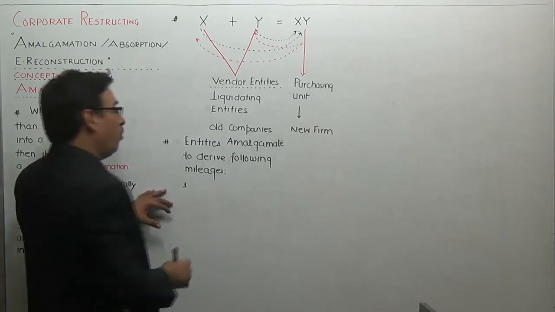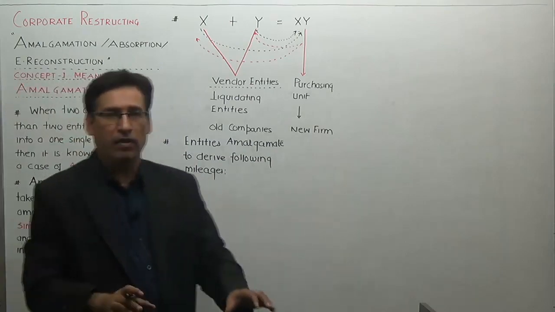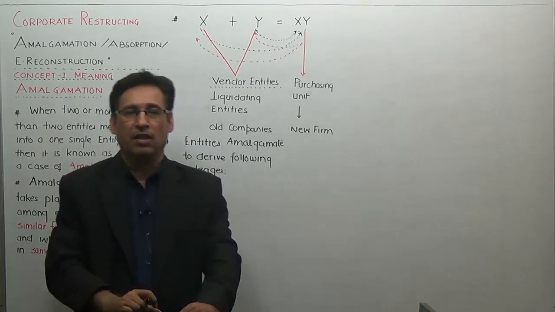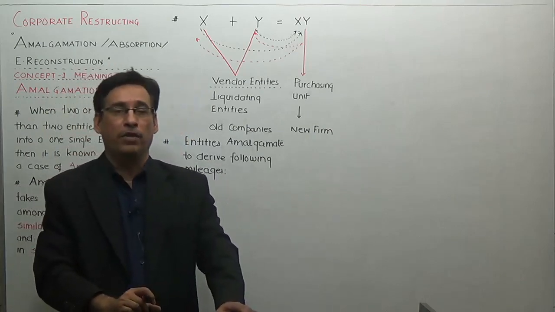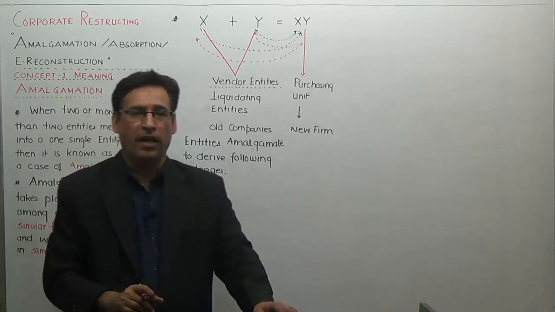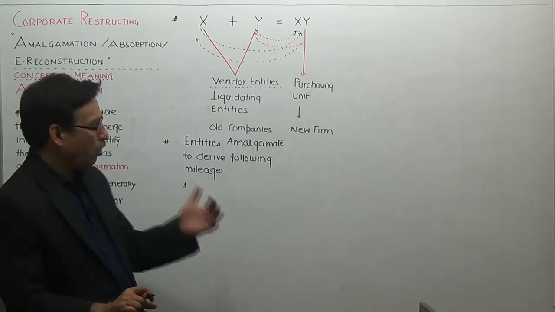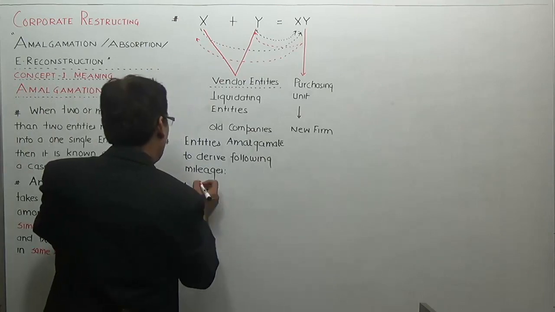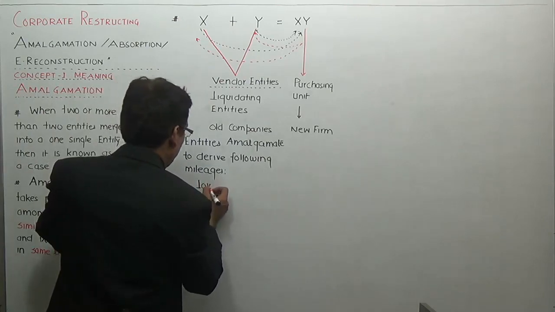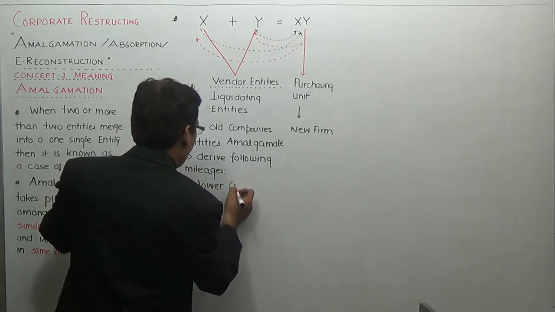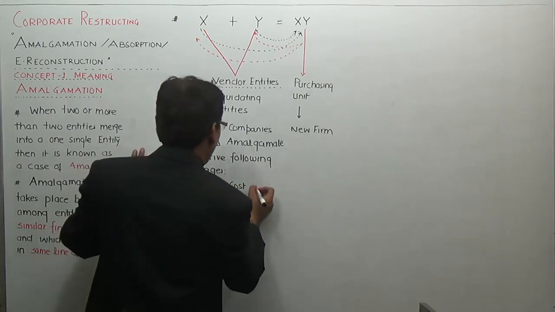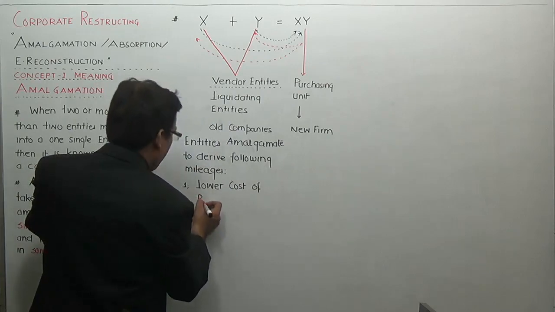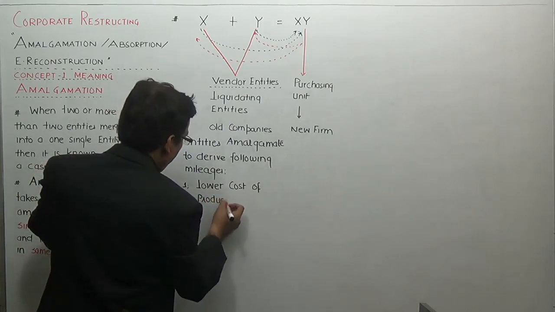Needless to add, when two big giants having resounding financial strength join together and form a single entity, what will happen? Production could be possible on a mass scale, and as you know better than I do, it will result in lower cost of production. So the first big advantage is that cost of production gets reduced. This is the first major and prominent advantage which accrues out of amalgamation: lower cost of production, correct?